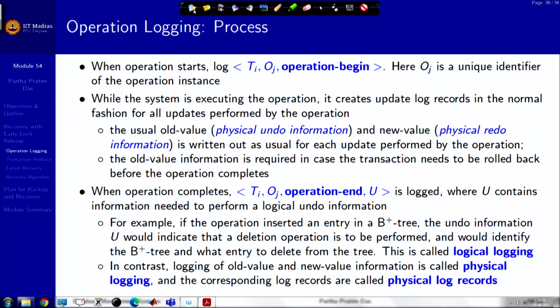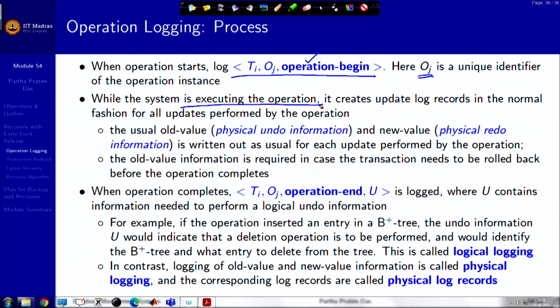So, now we are talking about logging in the case of doing things logically and taking care of the early lock release. So, what you log now is an operation. You say transaction T i is causing an operation O j, where O j is a unique identifier of the operation, it may be an insert operation. And then you say it is operation begin. That is where the logging for this operation starts.